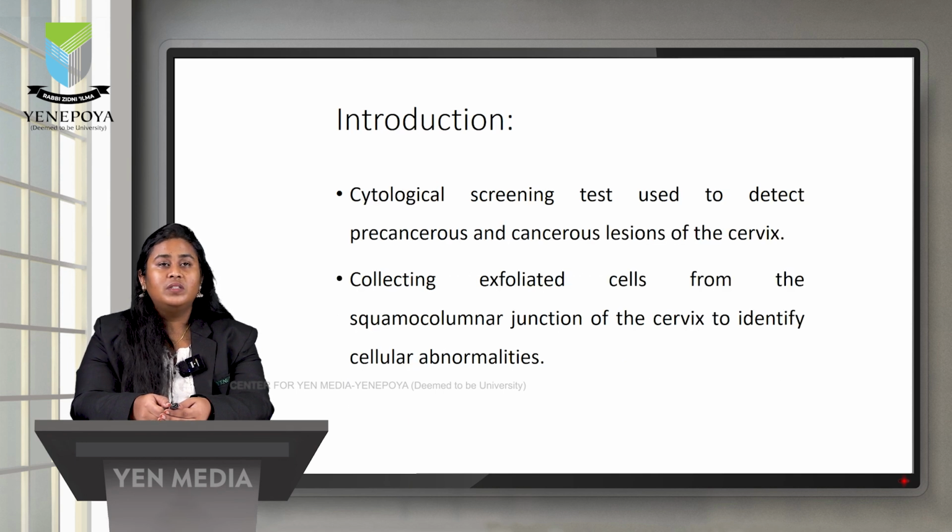Let's move on to the introduction. Pap smear is nothing but a cytological screening test which is used to detect any cancerous or precancerous changes happening in the cervix. It is done by collecting the exfoliate cells from the squamous columnar junction of the cervix in order to identify if there is any cellular abnormalities.